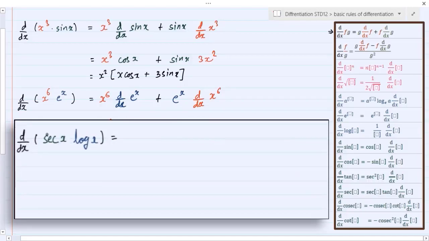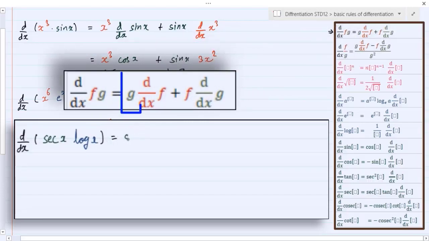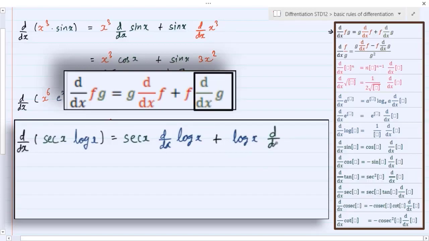In the third question, we have to find the differentiation of sec x into log x. Like we did in earlier questions, let's apply the multiplication rule. First of all, sec x will be as it is into differentiation of log x, plus your log x will be as it is. We have to find differentiation of sec x.